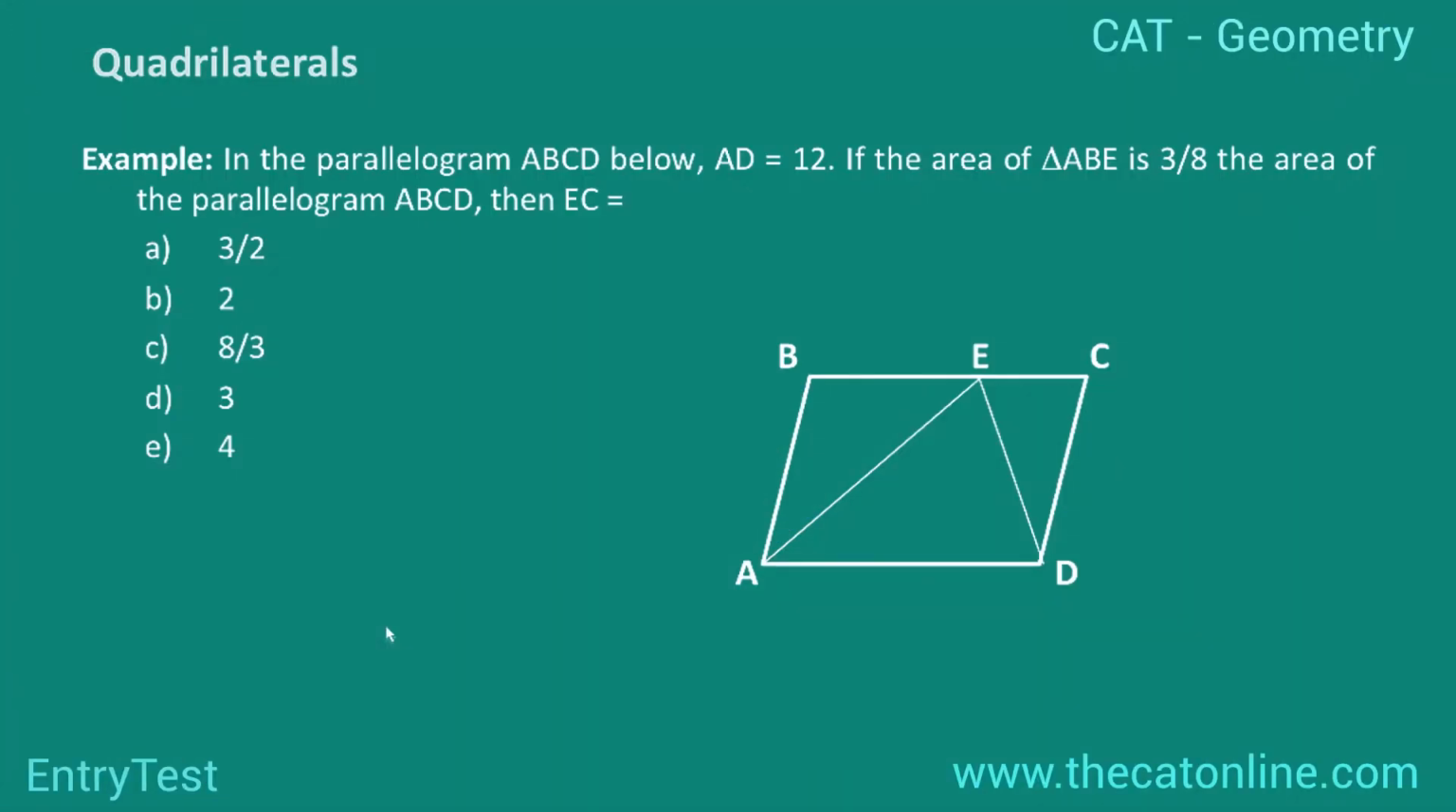Let's look at some of the examples. In a parallelogram ABCD, given below, AD is 12. So if this side is 12, this side will also be 12. And I know these two sides are parallel to each other. So I know this angle and this angle will be equal, and this angle and this angle will be equal.